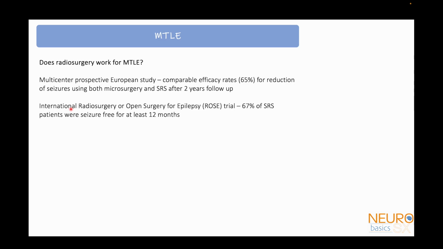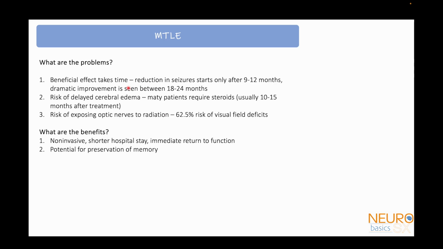Now, does radiosurgery work for mesial temporal lobe epilepsy? There was a multi-center prospective European study which showed a 65% reduction of seizures using both microsurgery and SRS after 2 years follow-up. So they were comparable. The ROSE trial, the International Radiosurgery or Open Surgery for Epilepsy trial, found that SRS gave 67% seizure freedom for at least 12 months. So this is actually quite comparable with the results of microsurgery.